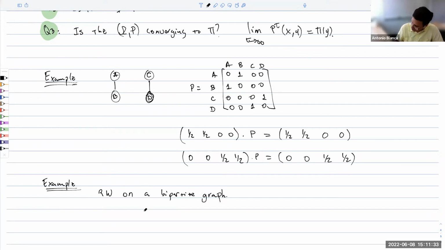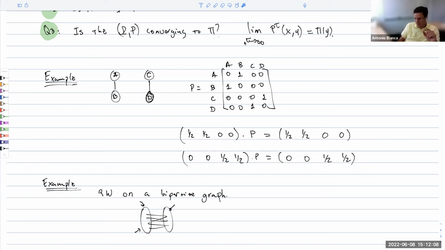Okay, so you have your bipartite graph like this, and all the edges are like this. Suppose that at time 0 you started from this side of the graph. Then you know that at even times you're always on this side, and at odd times you're always on this side. So if you look at this limit here, the subsequence of even times would have a different limiting behavior than the subsequence of odd times, and since these two are different, the limit cannot exist.